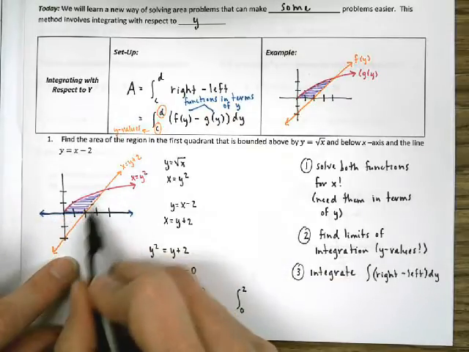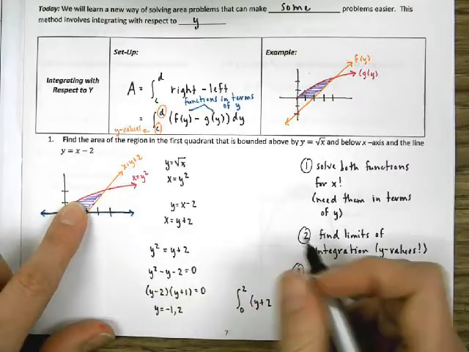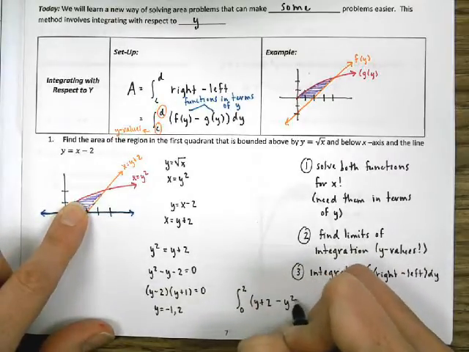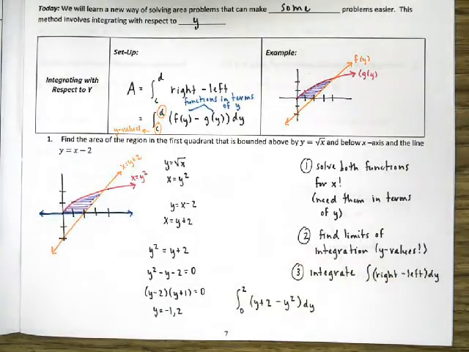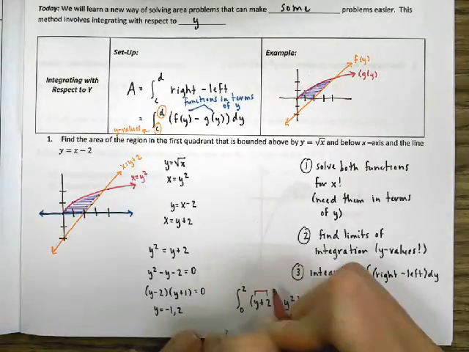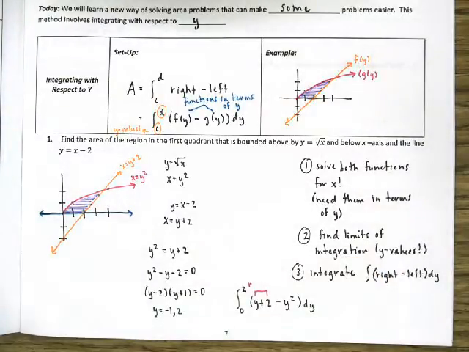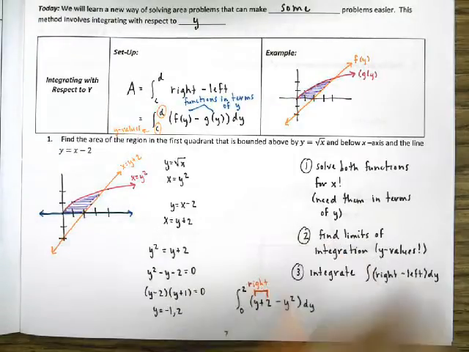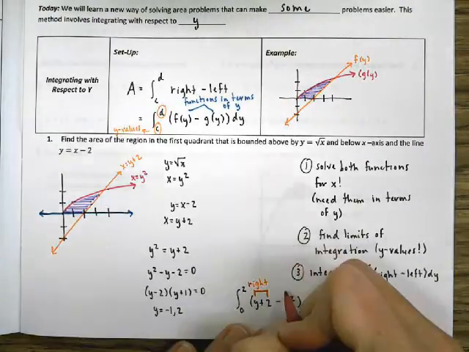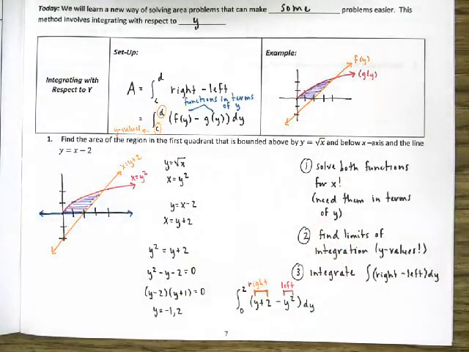Now, my right function is going to be the line y plus 2. My left is going to be y squared. And then I'm going to integrate with respect to y. So again, I'm just going to make a note here. This was right. Whoops, that should have been an orange. Not doing really well with my colors. So right, this guy was my left. So I'm doing right minus left.